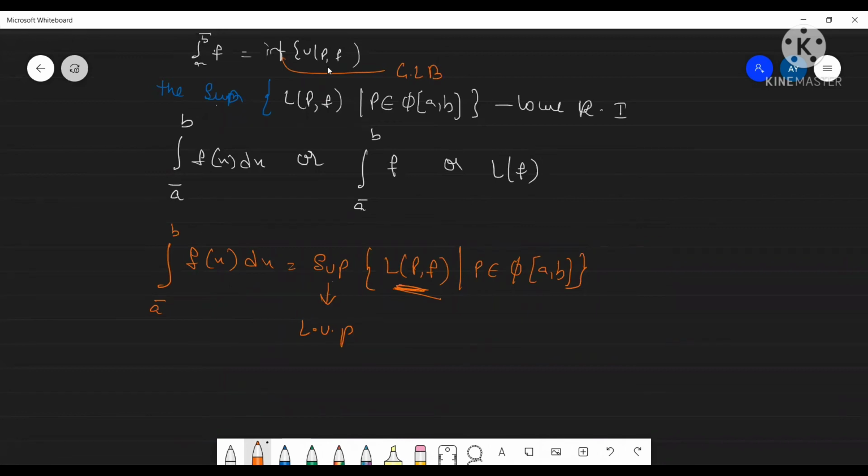Let's move on to the next theorem, which is a very important theorem. Theorem number 5. If f is a function mapping from [a, b] to R, which is a bounded function, then they're asking us to prove L(f) is less than or equal to U(f). Now what are L(f) and U(f)? The lower Riemann integral and the upper Riemann integral.